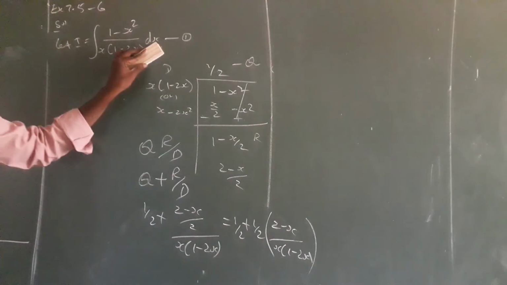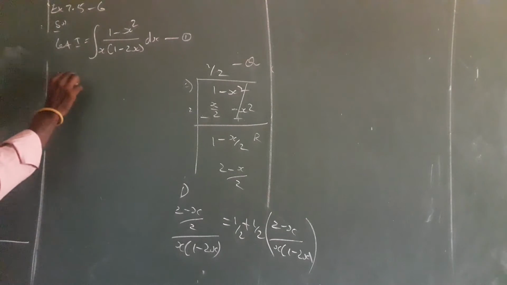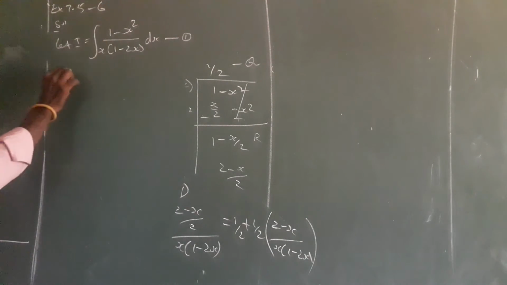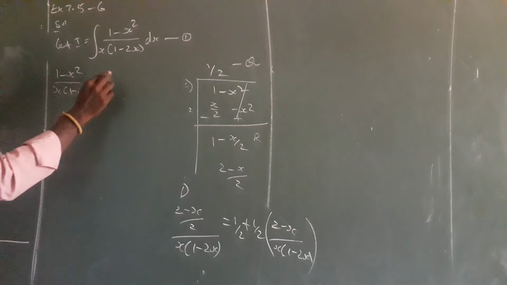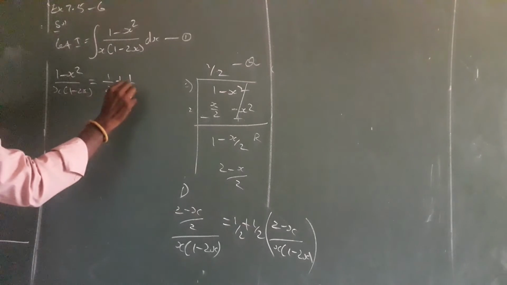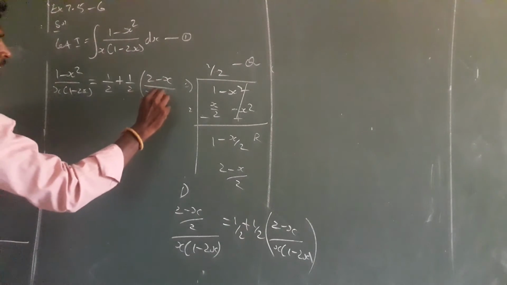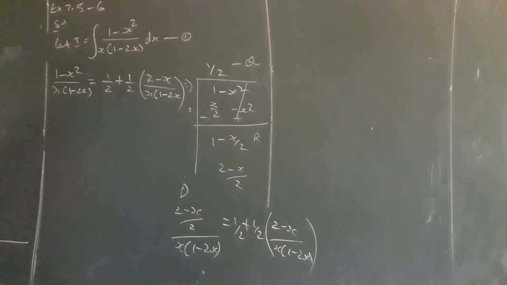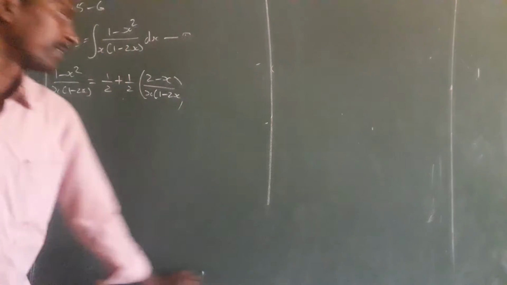Okay. So now I am going to write the same term. Instead of (1 minus x squared) by x into (1 minus 2x), when divided it becomes 1 by 2 plus 1 by 2 into (2 minus x) by x into (1 minus 2x). So with the help of the division I can change the same term like that. Okay. Now come to equation 1.